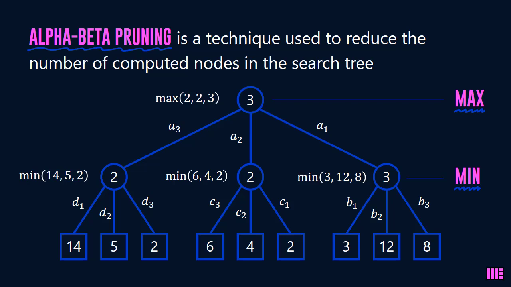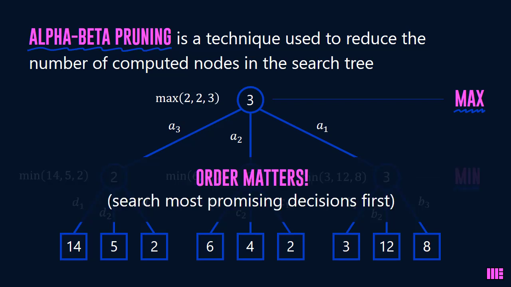The takeaway here is that order matters. The best strategy is to prioritize moves that seem most promising first. So moves for the max player that you think might lead to high utility, and moves for the min player that might lead to low utility. And this is easier said than done. Indeed, if we knew which moves were guaranteed to be most promising, we wouldn't even need Minimax in the first place. Just use that information as the AI.